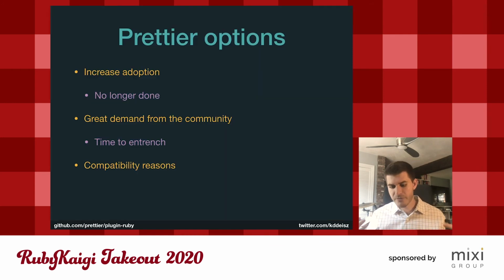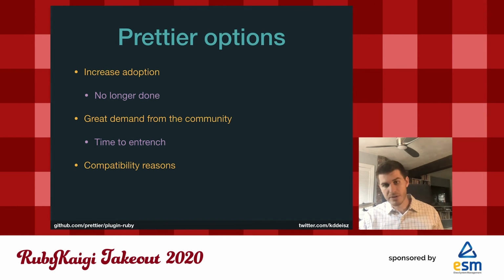In general, the philosophy from Prettier has been to minimize options. And really, the idea behind that is just because the more options you have, the more discussions you end up having. And oftentimes these lead to unnecessary bike shedding. So in the past, Prettier has added options to increase adoption of Prettier, which is no longer done because Prettier has already taken off and there's plenty of folks using it. When there's great demand from the community for an option, they have added those options.